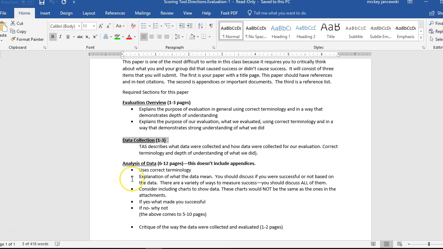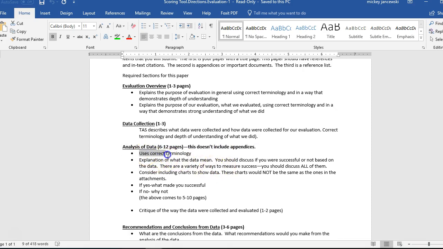Now comes the really hard part of the paper, and this is analyzing your data. The overall pages for this section are 6 to 12. These are not including your appendices. And what you're going to be doing in this section is looking at your chi-square data and analyzing it and trying to make meaning of what the numbers mean.